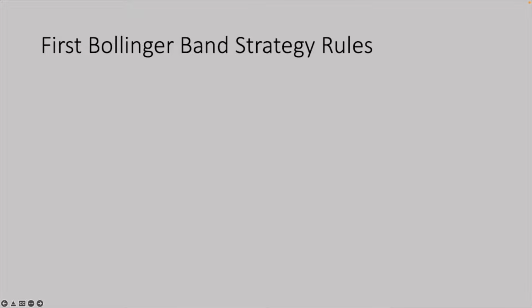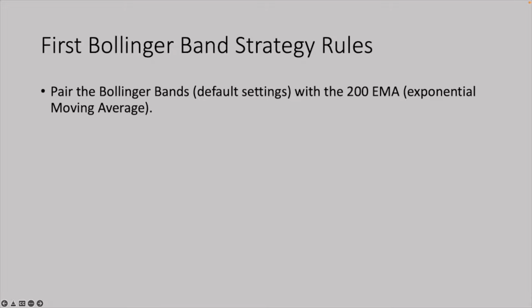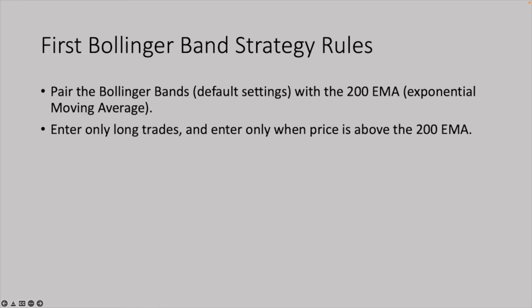So let's go ahead and set up some simple rules that we can use for our very first Bollinger Band strategy that we can backtest in the market. So first thing is we are going to pair the Bollinger Band with default settings with the 200 EMA, or exponential moving average. The exponential moving average is going to tell us which direction the market is going in, basically. We're going to only enter long trades, so we're not going to try to short the market just yet. And we're entering only when price is above the 200 EMA, signaling that it's a bullish market.